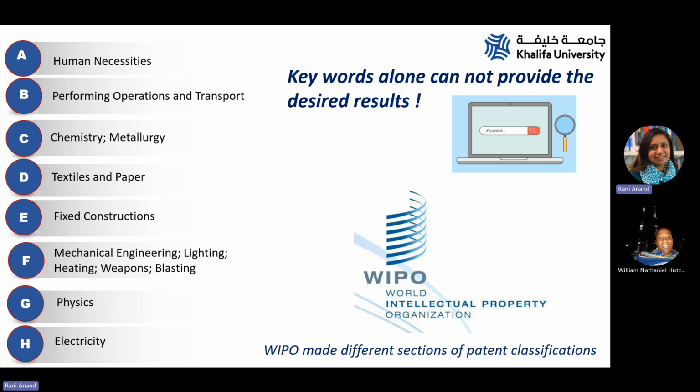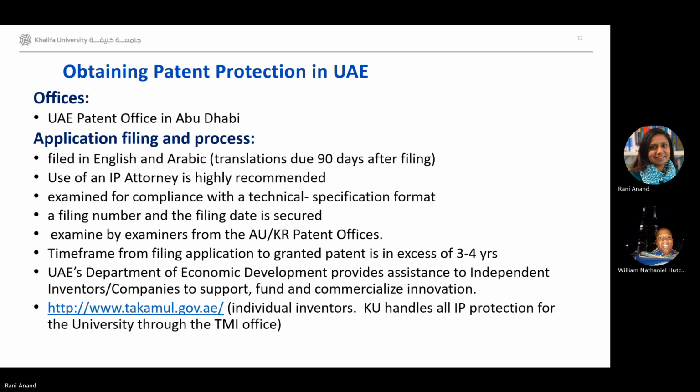There are alphabets like D: everything starting with D is textile and paper. Everything starting with E is fixed constructions. G is physics. H is electricity. So it's a classification. Everything related to chemistry and metallurgy is C. So if you are searching for a patent on the reverse osmosis membrane, the patent number starts with C. We will go and search the patent database after the presentation.